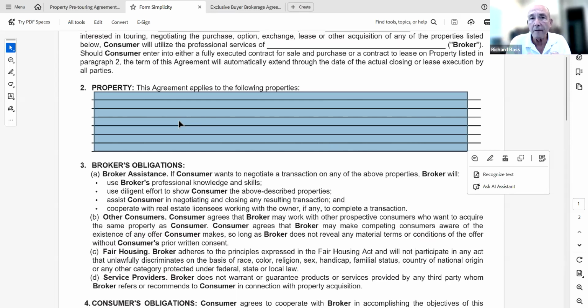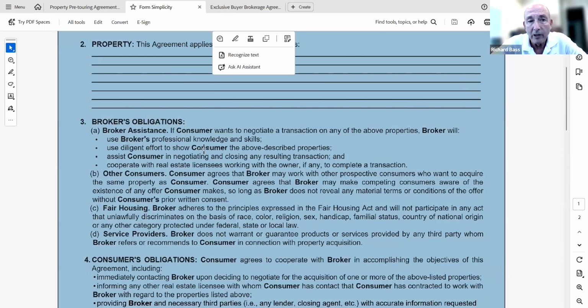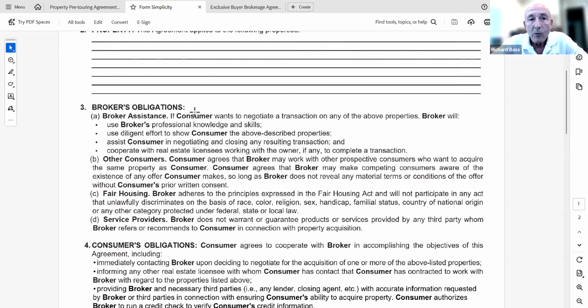Okay. This is specific to what you're going to be showing them. And then it gets into what our obligations are. We're going to negotiate the transaction for them, using our professional knowledge and skills, and diligent efforts to show the consumer what they're looking for, assisting them in negotiating and closing any resulting transactions, and we're going to cooperate with other brokers.